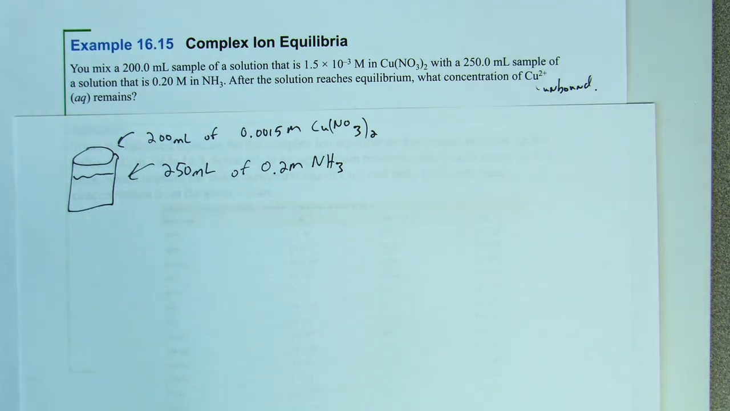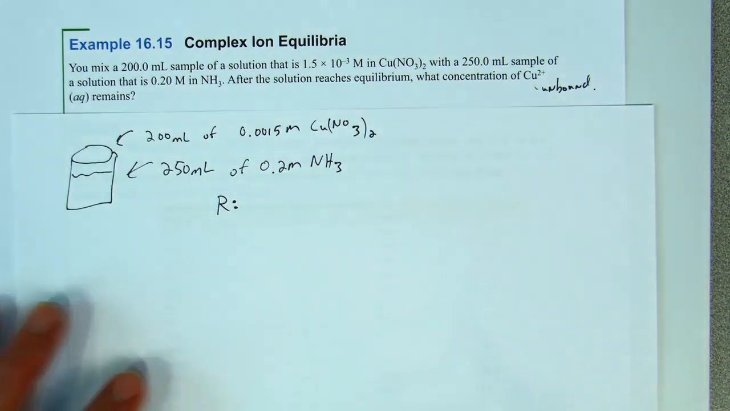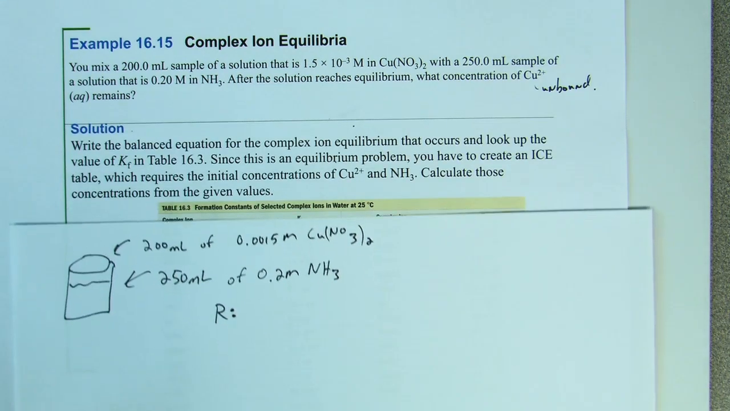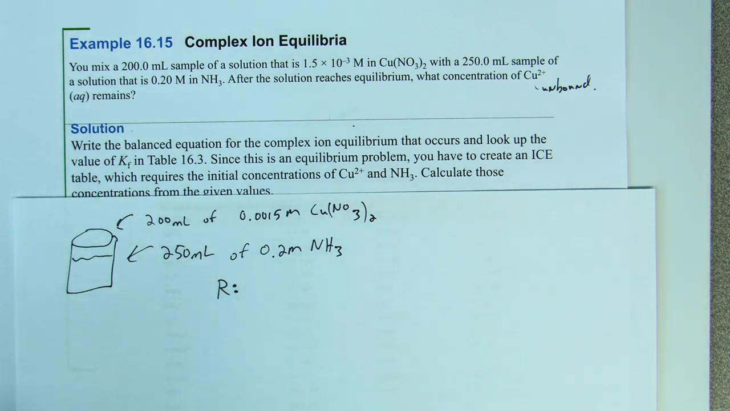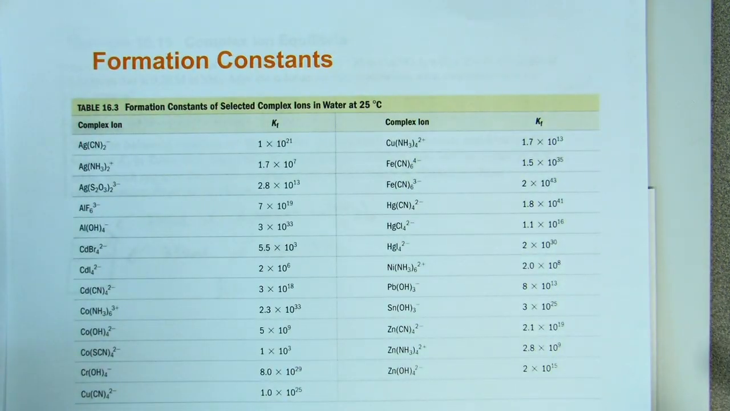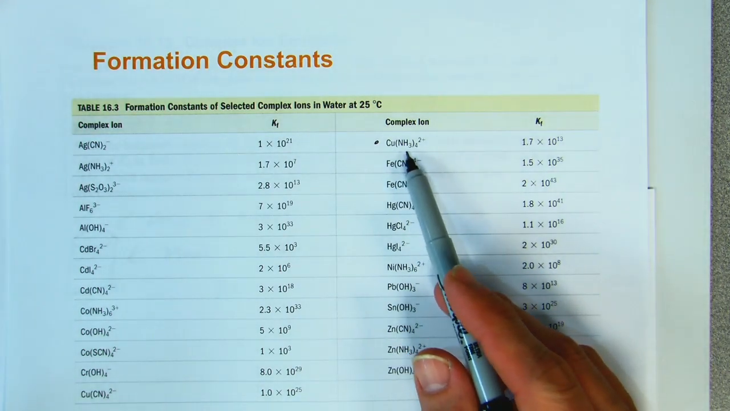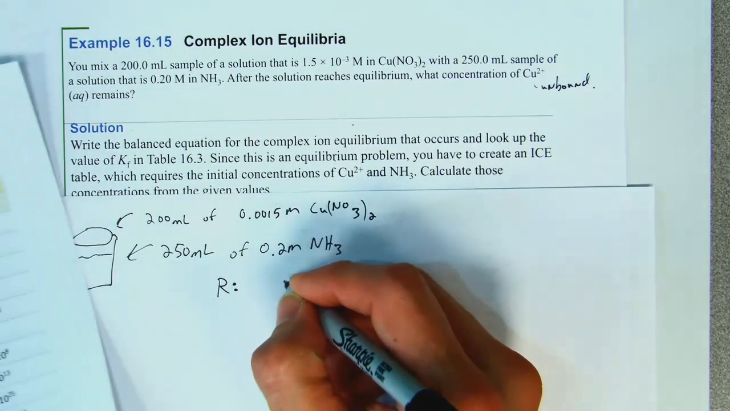Alright, so let's think about a strategy here. I think the first thing that I would like to do to help solve this is figure out what the balanced chemical equation is, okay? So what help or guidance do we have for that? Well, it looks like we're mixing copper with ammonia, right? Copper and ammonia. So let's look back to our sheet of complex ions and see if we can get any guidance. It looks like right there we find an entry for copper and ammonia. Copper coordinates with 4 copies of ammonia to make this complex ion. So why don't we start with that?